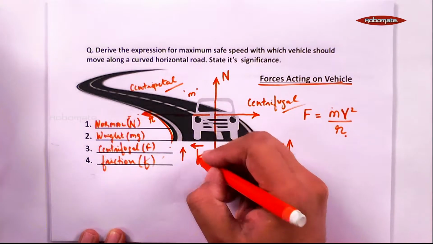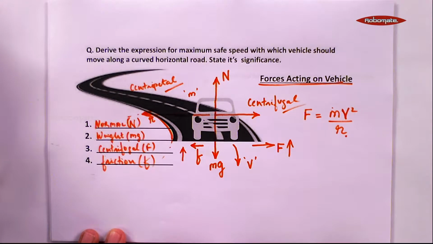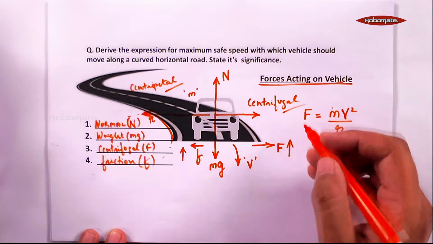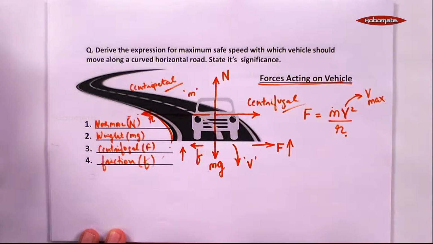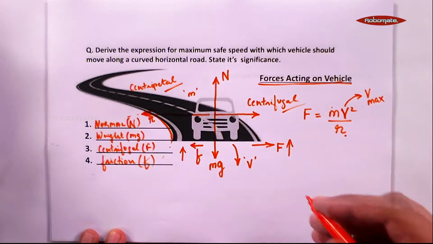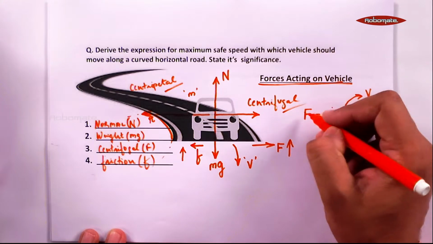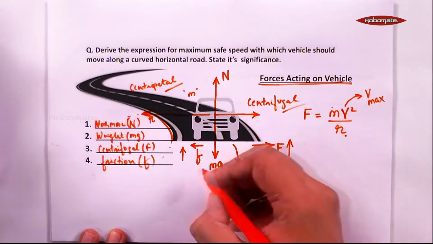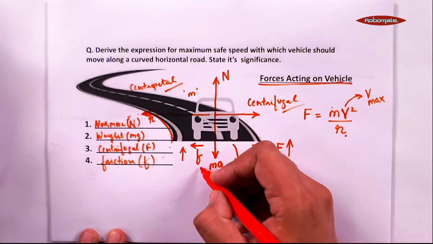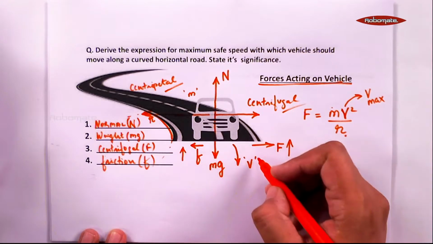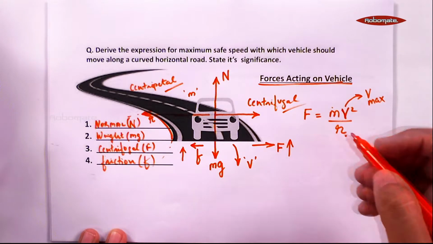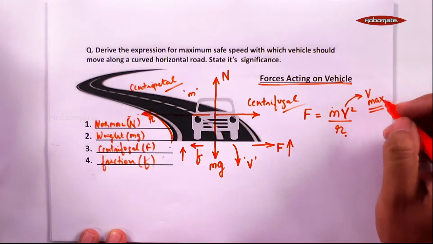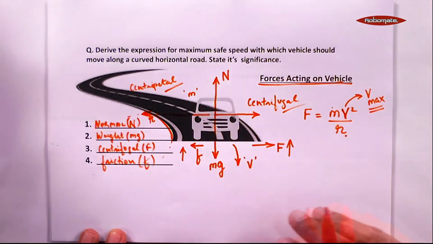But then there is a limiting value to this frictional force. After that limit is crossed, the car will start skidding outwards. Now, what we need to find is the maximum velocity with which the vehicle can move so that the centrifugal force is balanced by the frictional force. After this, if the velocity is increased, the friction has crossed the limit value and the frictional force will no longer be able to balance the centrifugal force, and the car will start skidding. So, I hope you understood what we have to find out: the maximum velocity with which the vehicle can move safely along this curved horizontal road.